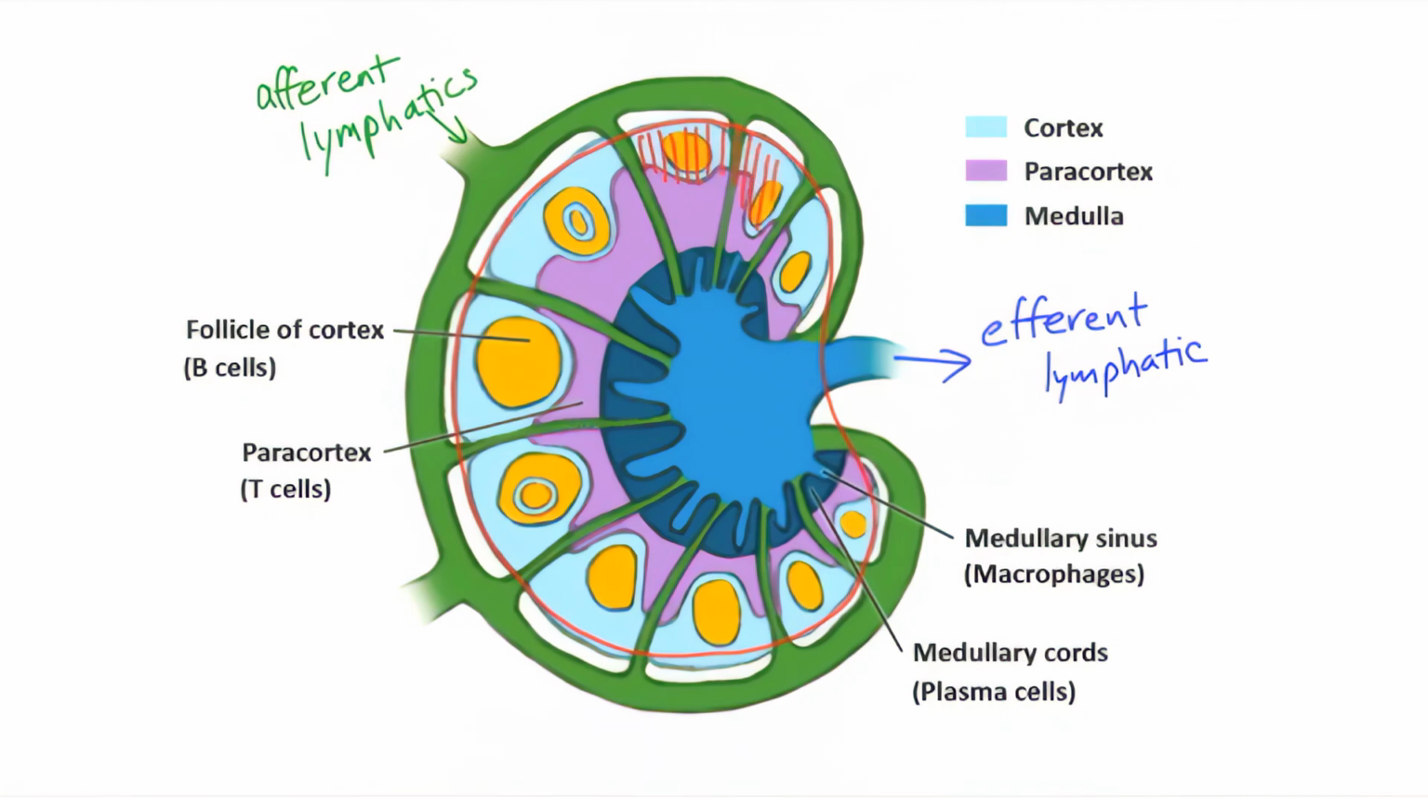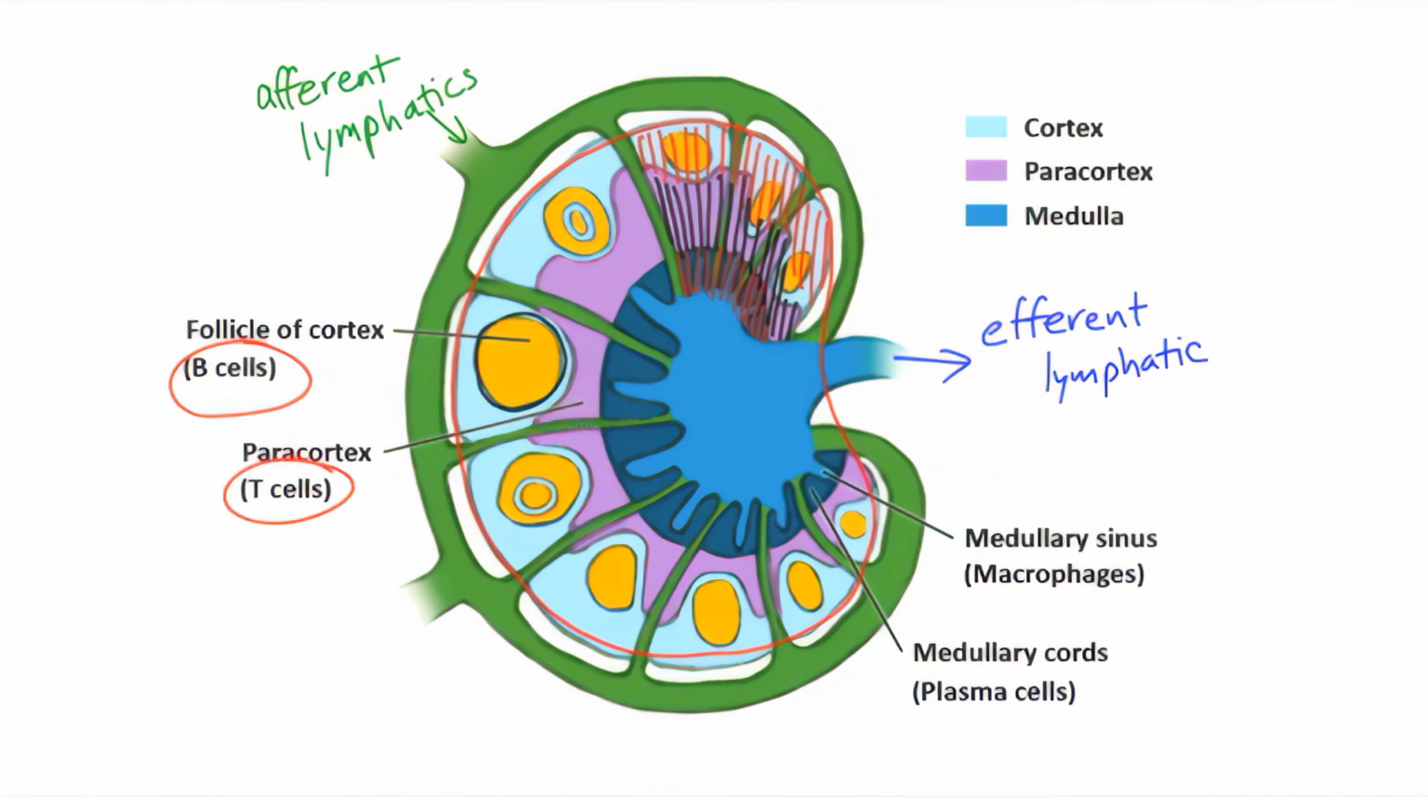The outer zone of the lymph node is the cortex, which we've got colored light blue. The innermost part is the medulla, which is dark blue. And then the zone sandwiched between the cortex and the medulla is called the pericortex. In the cortex, you have areas called follicles, which are just regions where there are lots of lymphocytes packed tightly together, specifically B lymphocytes. This is the site of B cell localization and proliferation.